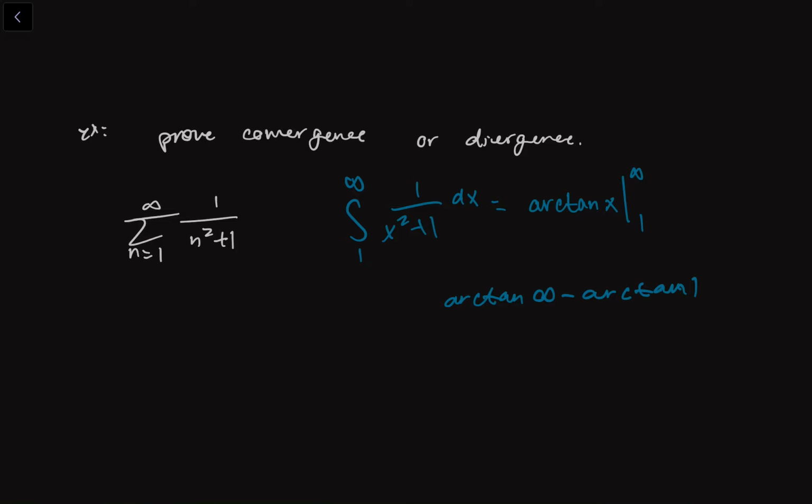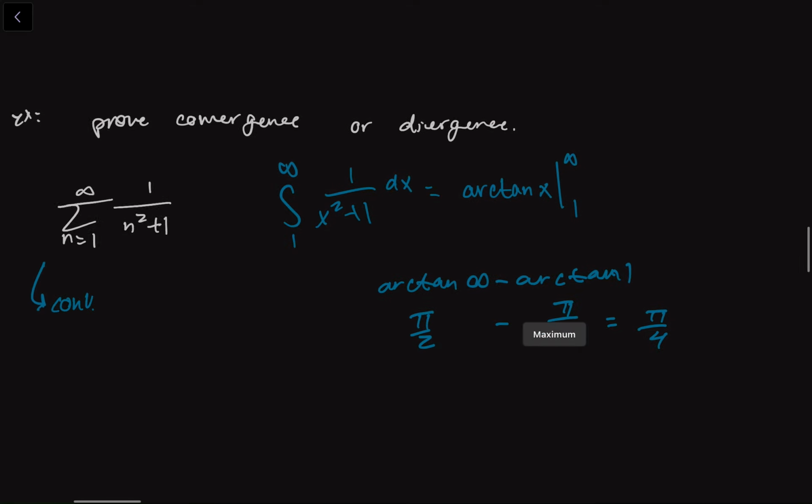There's a few ways to solve this. You could plug in a really big number instead of infinity into your calculator, and like if you do arctan of 100,000, for example, right? What it's going to give you is pi over 2. And if you plug in arctan 1 into your calculator, you're going to get pi over 4. Pi over 2 minus pi over 4 is pi over 4. So the integral converges, right? The integral converges, which must mean that the series converges as well.